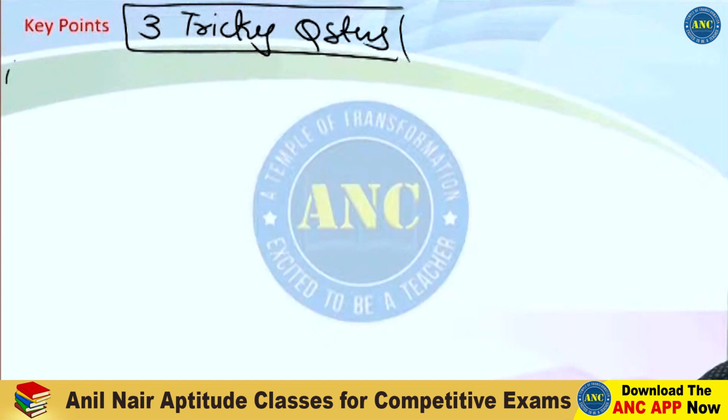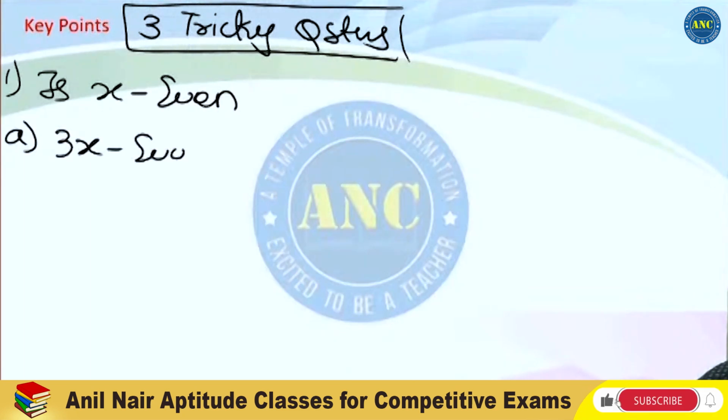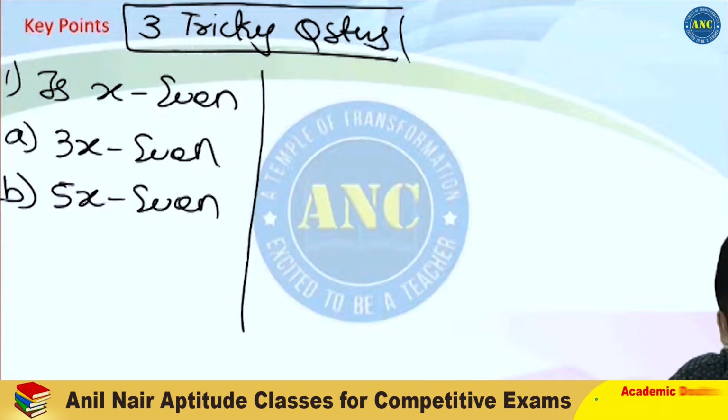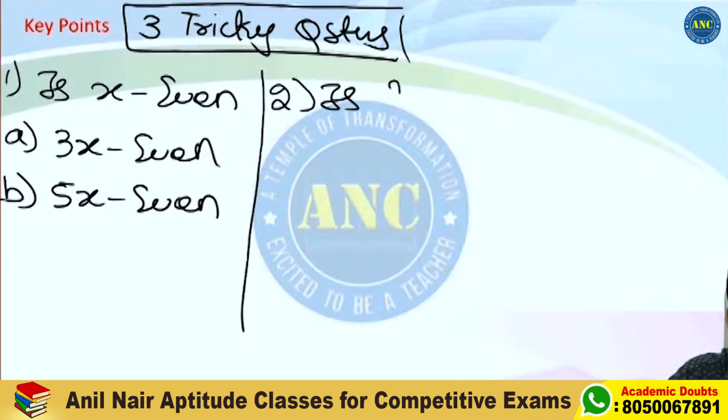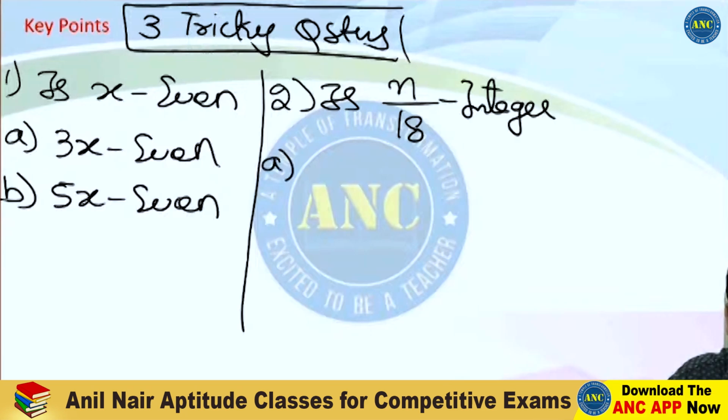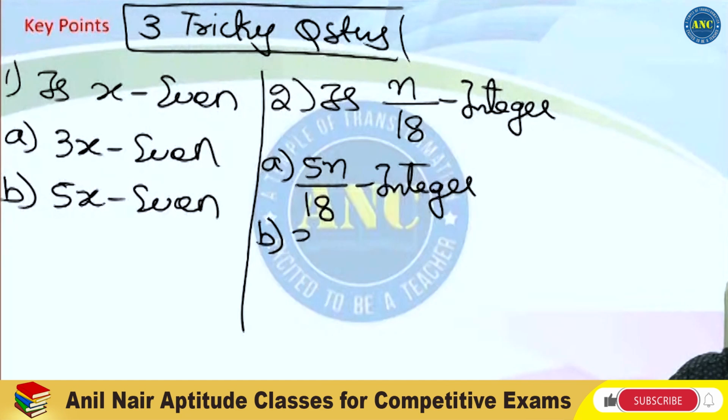Three tricky questions. First one: is x even? Statement 1, 3x is even; statement 2, 5x is even. Second one: is n by 18 an integer? 5n by 18 an integer? 3n by 18 an integer?